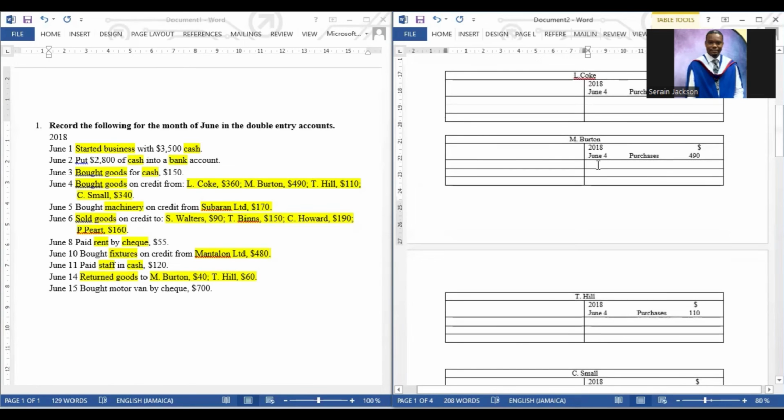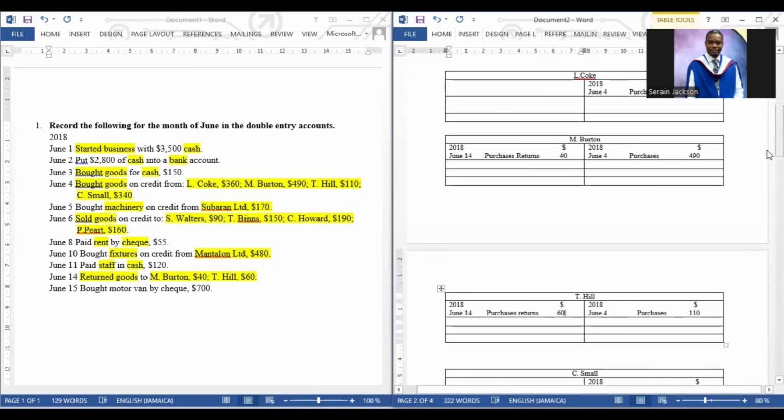So we have M. Burton, and because they are receiving goods, right, we are going to debit these guys' accounts. They are receiving goods, so we're going to debit their account. So June 14, you can write purchases returns account, and it is $40, right? And then T. Hill, same thing would apply. June 14, purchases returns, and the amount is $60.